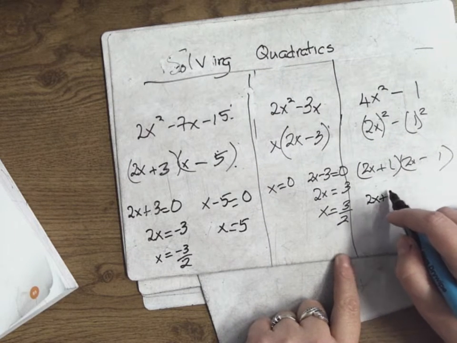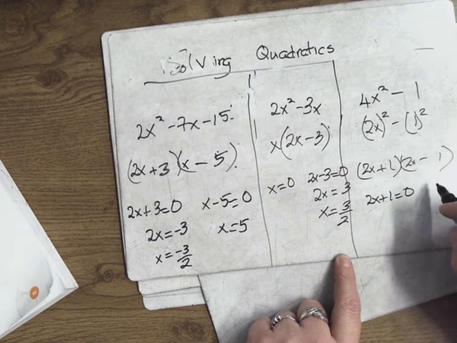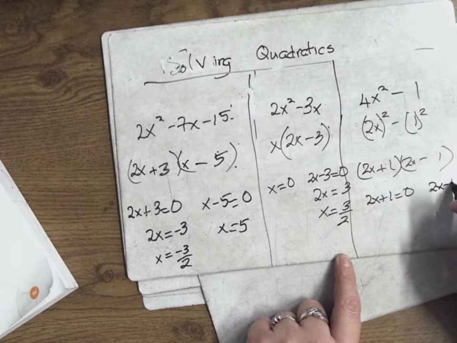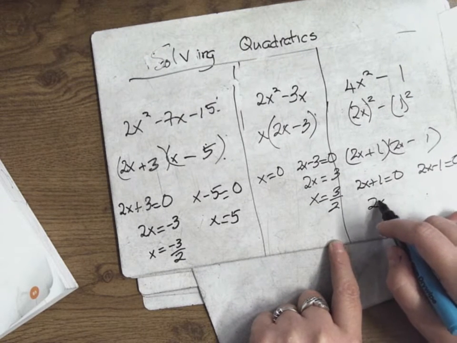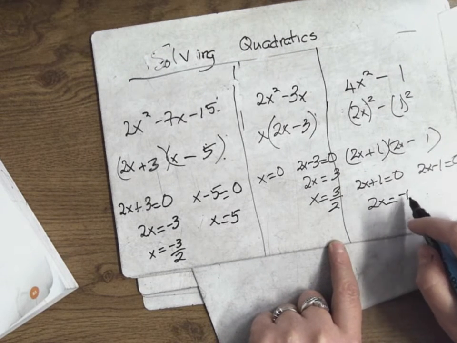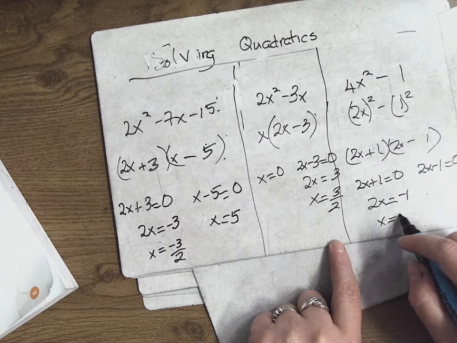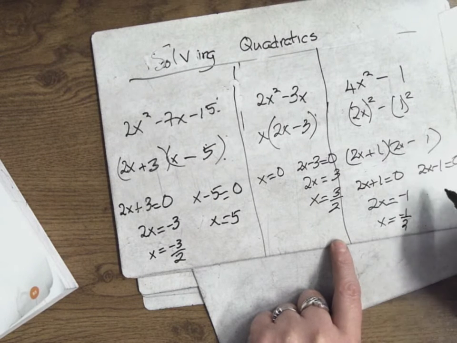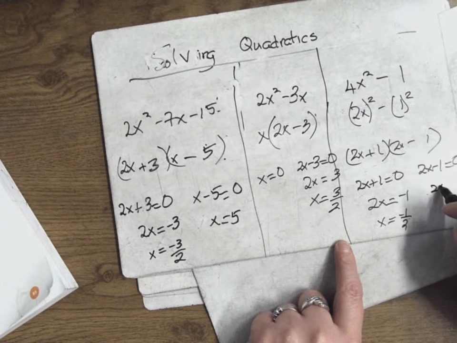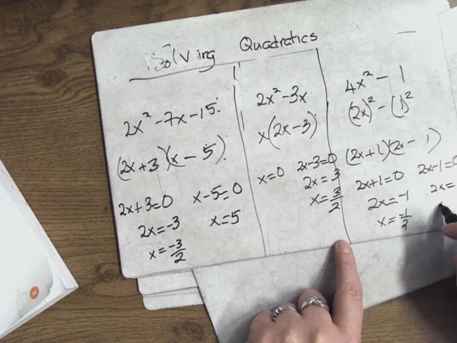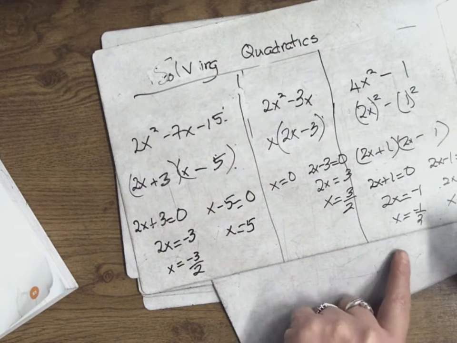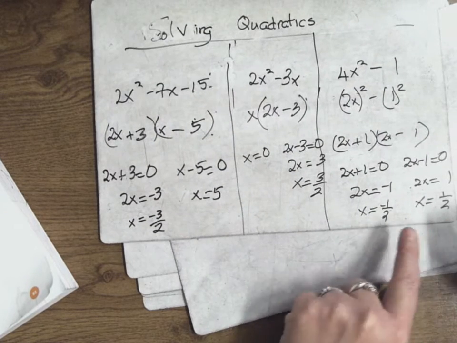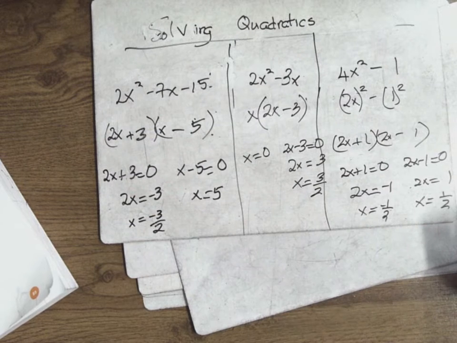So 2x plus 1 equals 0. 2x minus 1 equals 0. X is on one side, numbers on the other. Leave the 2x, bring over the 1, it becomes a minus 1. Then divide by 2. So x is equal to minus 1 over 2. Here, leave the 2x, bring over the minus 1, it becomes a plus 1. Then divide by 2, x is equal to a half. By the way, in the difference of two squares, you'll always end up with the same answers, except one's a plus, one's a minus.